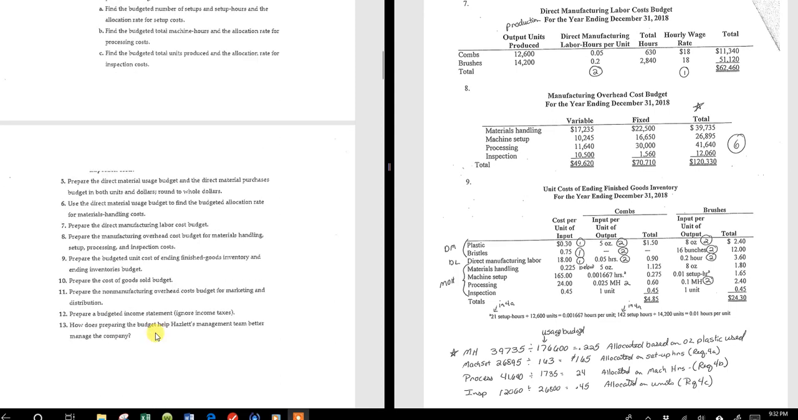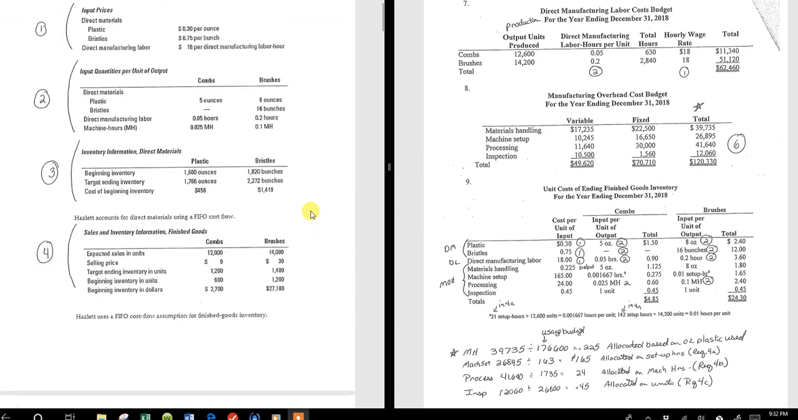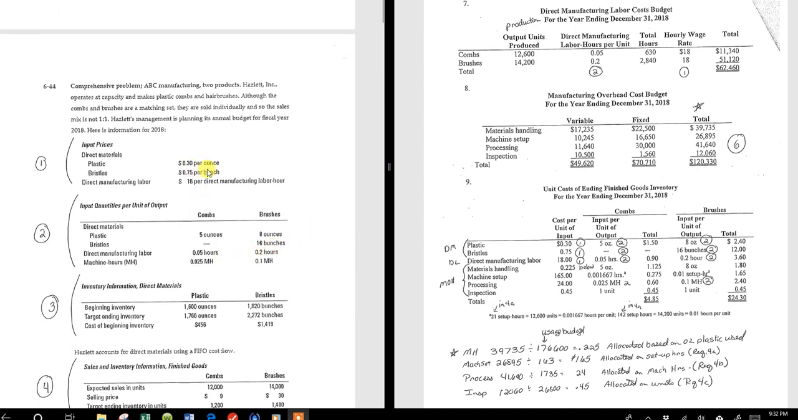The ninth thing that they ask us to do is prepare a unit cost of ending finished goods inventory, and ending, etc. So we're going to basically do a unit cost, and so we're going to go through each of these and notice that our plastic was 30 cents per ounce, and we need 5 ounces per comb. So we have $1.50 worth of plastic for the combs, and 8 ounces for brushes, so we have $2.40. And you could probably have done this by taking some cost divided by the total, but since they did it this way, we will.